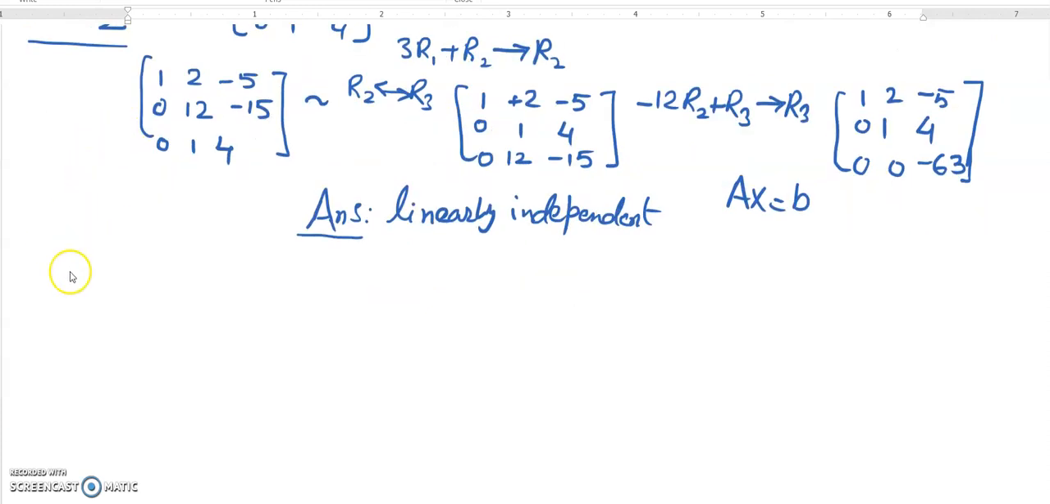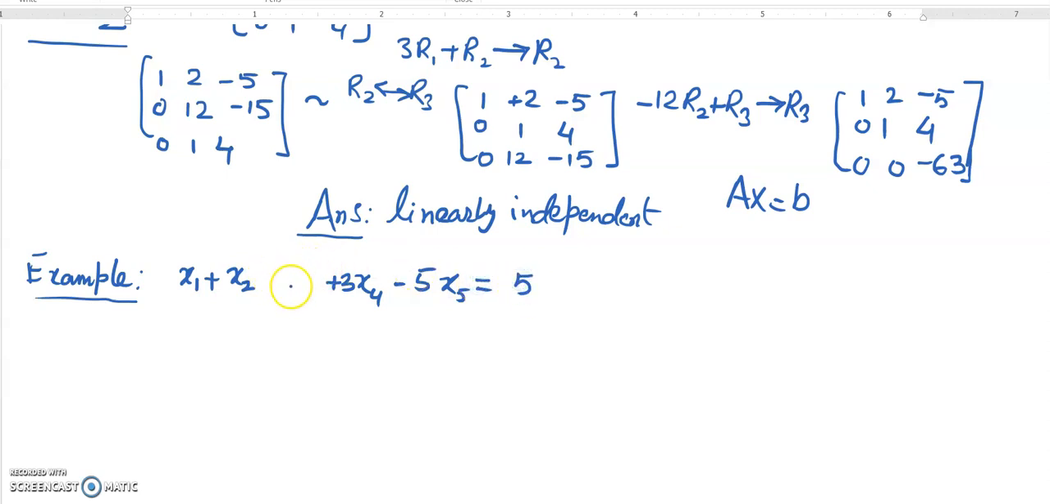Okay, so one more example. If we have a system of linear equations such as this: x1 plus x2 plus 3x4 minus 5x5 is equal to 5, and then x3 minus 6x4 plus 10x5 is equal to minus 7, and then 3x4 minus 4x5 is equal to 6.